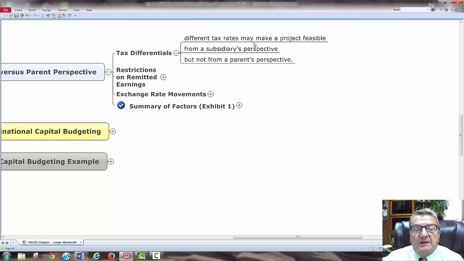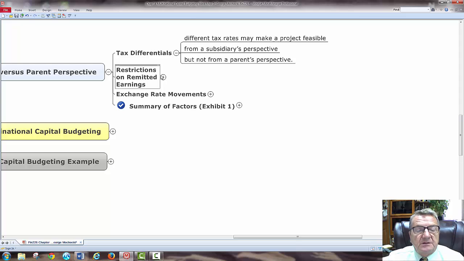So different tax rates may make a project feasible or not from a subsidiary perspective, but not from the parent's perspective. I'm making too much money overall and I want to have more of a tax break, so it may not work. Think of the strategy. If you get a question, the tax rates may be good for the subsidiary, but remember, the whole strategy of the MNC is to bring value to the corporate parent, the parent MNC.